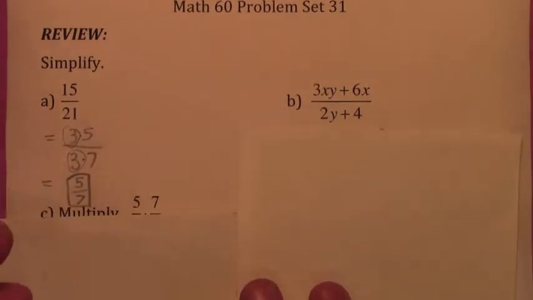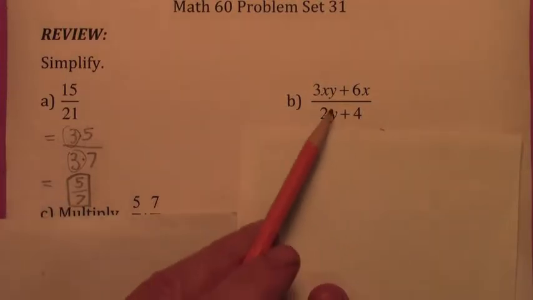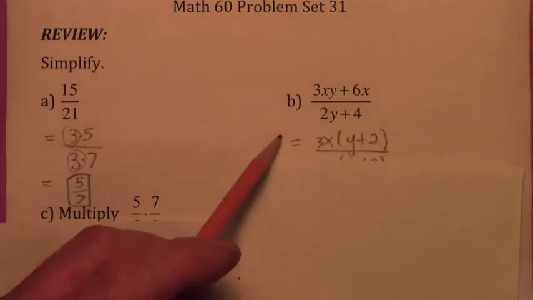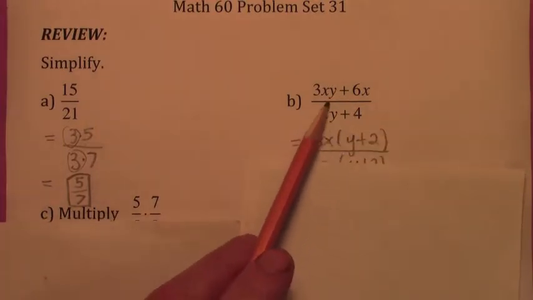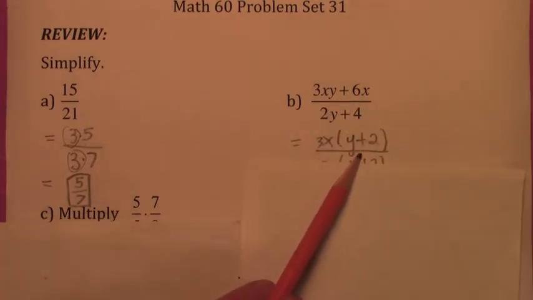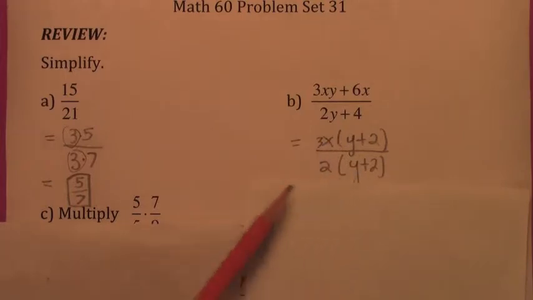Well, let's do the same thing. The first step is to factor. Now the way you factor might be a little different. Here we're going to have to use the distributive law on both of these, right? On the top you factor a 3x out of each of these, so you have 3x times (y plus 2). On the bottom you have 2 times (y plus 2).